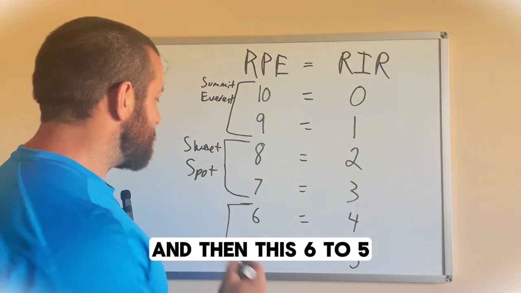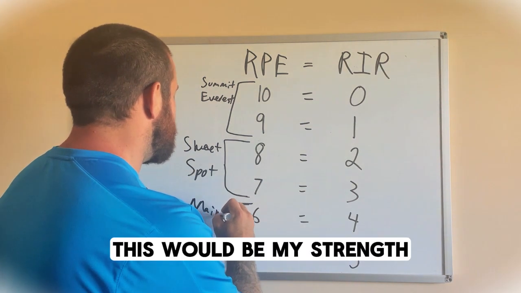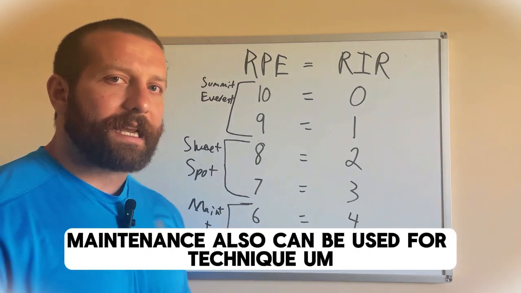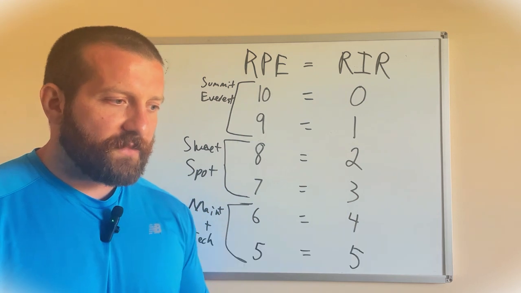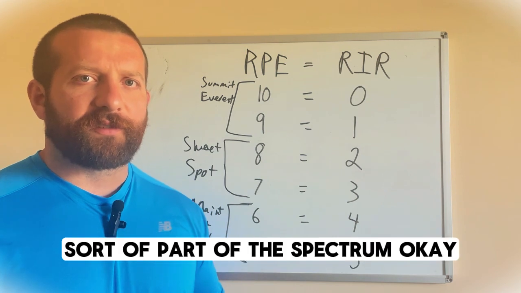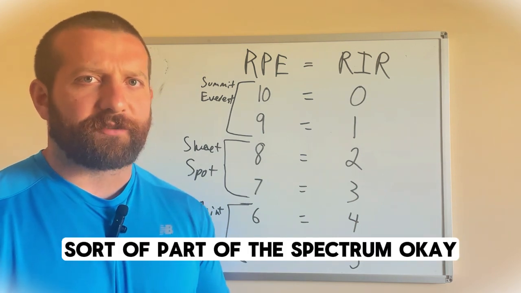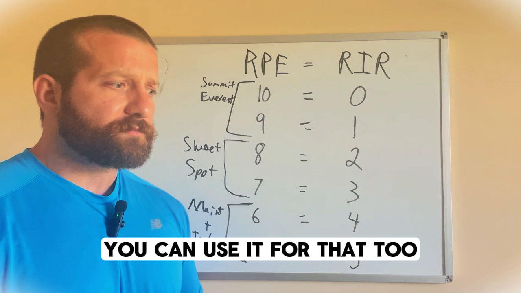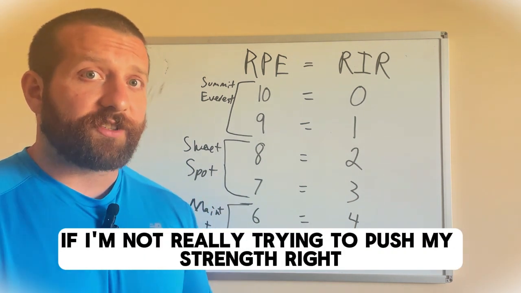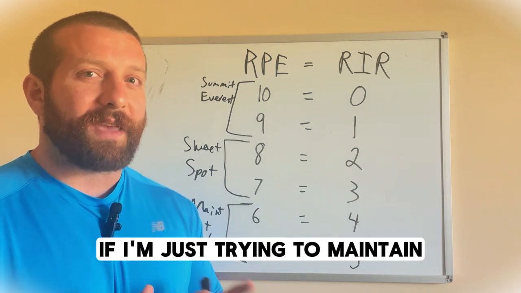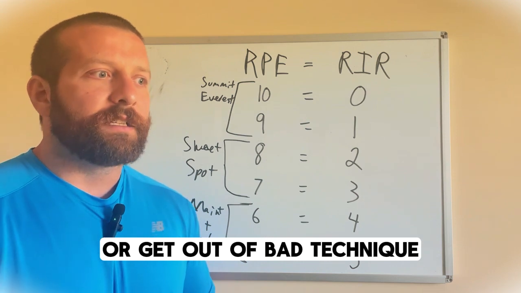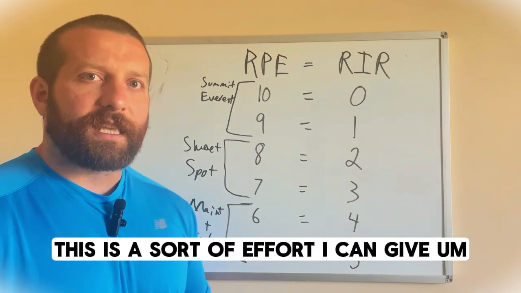And then this 6 to 5, this would be my strength maintenance. Also can be used for technique. Some will use it for power, this sort of strength speed part of the spectrum. Okay, you can use it for that too. But for the most part, this is really great if I'm not really trying to push my strength, right? If I'm just trying to maintain, trying to build good technique or get out of bad technique. This is a sort of effort I can give.